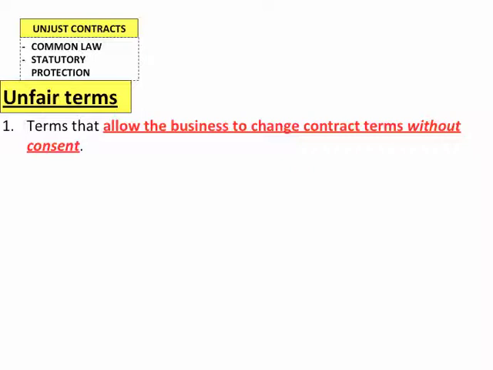So the first type of term is any term that allows a business to change the contract without the consent of the other person. Because that's not fair, right? If it says right at the top, this contract can be changed at any time for any reason by one side, but not the other, that's going to be unfair.